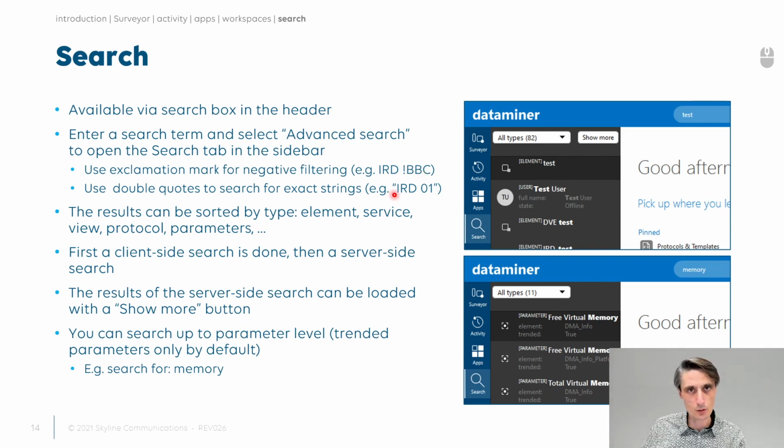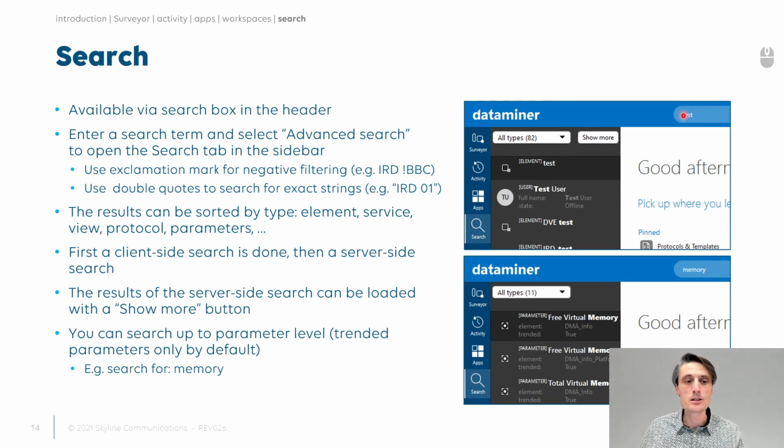You can also use double quotes, and you need to use double quotes because if you want to use spaces in the exact search. If I would just type IRD01 space 01 without the double quotes, it would search for somewhere IRD and somewhere 01. But maybe I'm looking for specifically IRD space 01 as one word or one phrase. You need to use the double quotes.